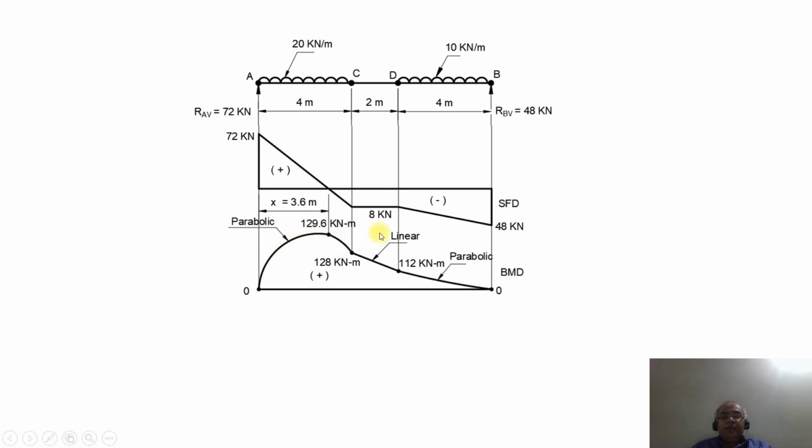So this is how you will be able to analyze the shear force diagram and the bending moment diagram for the simply supported beam with the uniformly distributed load between A and C, and also a uniformly distributed load of 10 kilonewton per meter between D and B. So this is the final solution. Thank you.